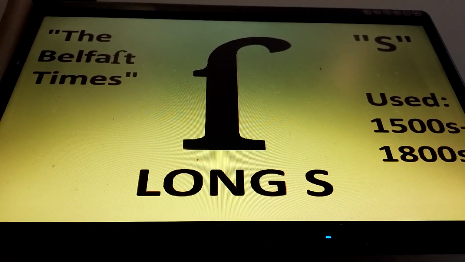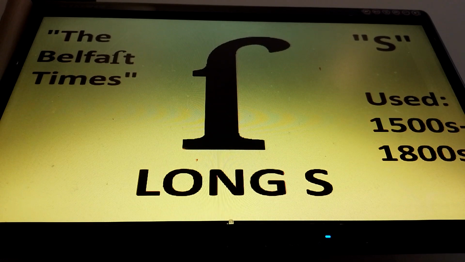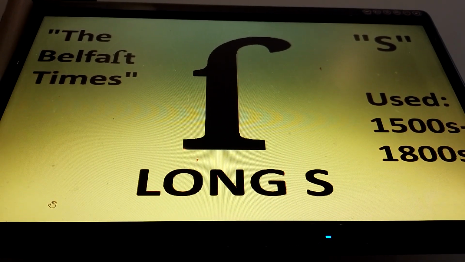So we also had the long S. The long S made an S sound, and it was used from the 1500s to the 1800s, and an example sentence where this was used is, for example, the Belfast Times, where they just replaced an S with the long S. The reason why the long S fell out of use was because I think it was very confusing, and you didn't really need it. I mean, why would you replace an S with a letter that looks incredibly like an F?